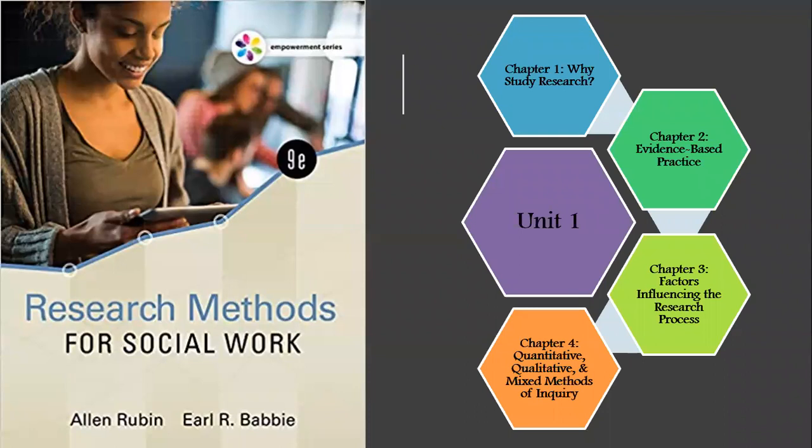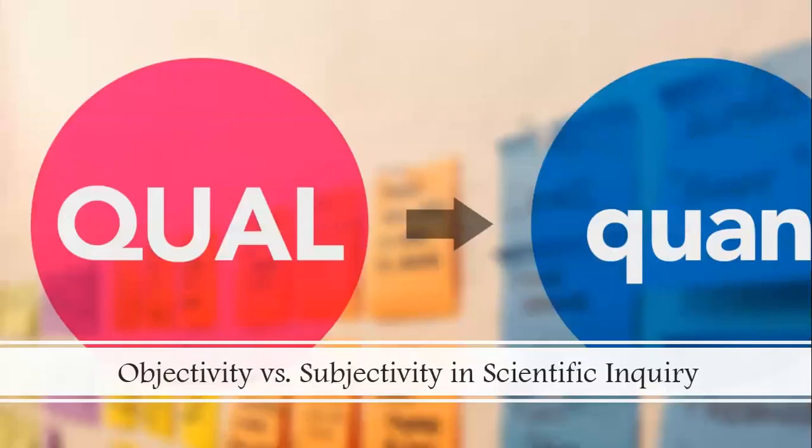So we are now at the end of unit number 1. We've covered chapters 1, 2, and 3, and in this video, we will cover chapter 4, which again focuses on quantitative, qualitative, and mixed methods of inquiry. So let's begin by discussing the differences between objectivity and subjectivity in scientific inquiry.